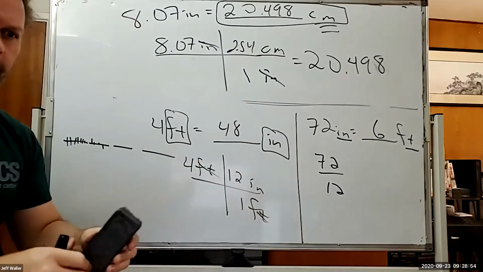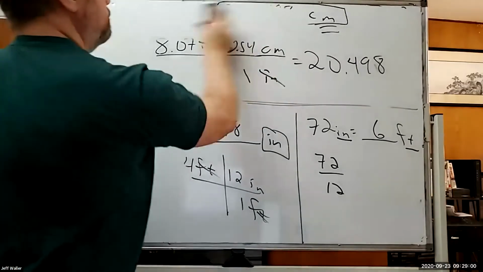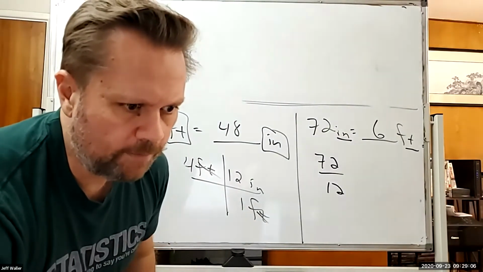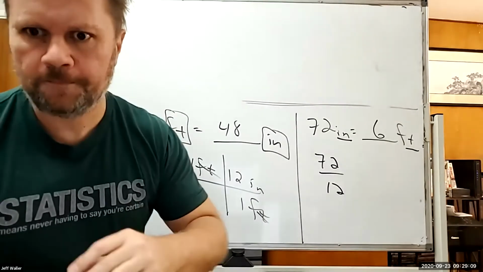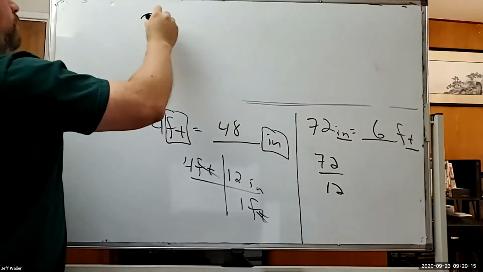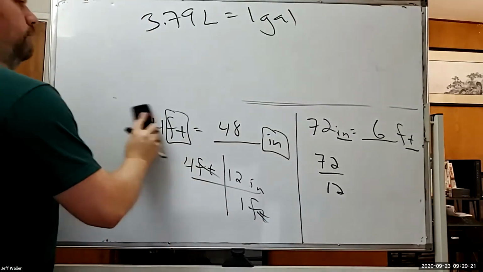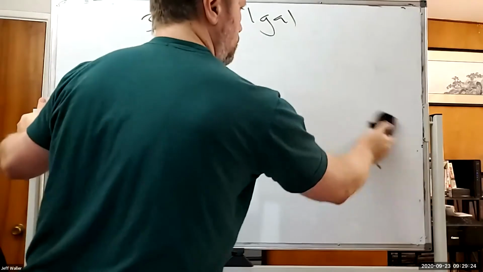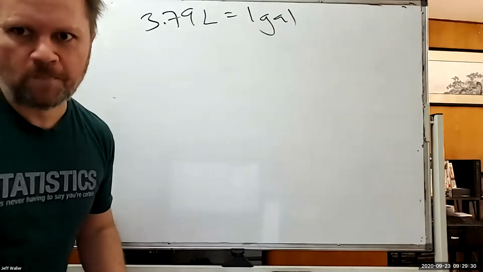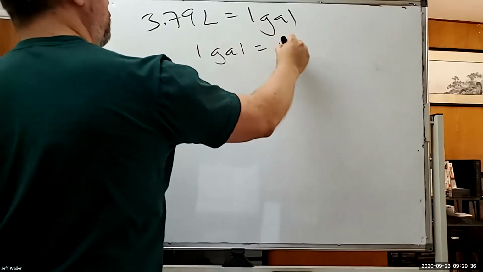Let's do another funky conversion. Let me see what else they tell us. Here we go, here's a good one. So 3.79 liters is 1 gallon. And I'll tell you that 1 gallon is 4 quarts.